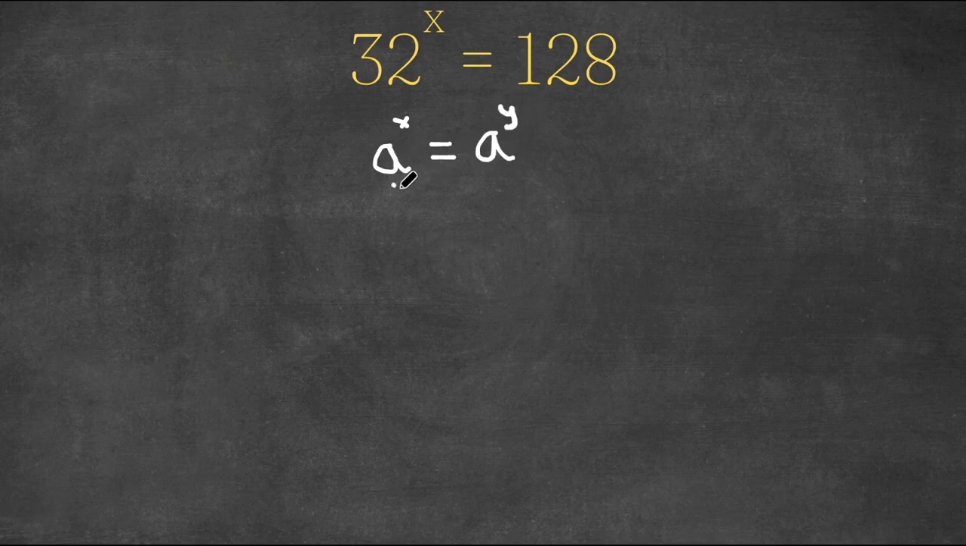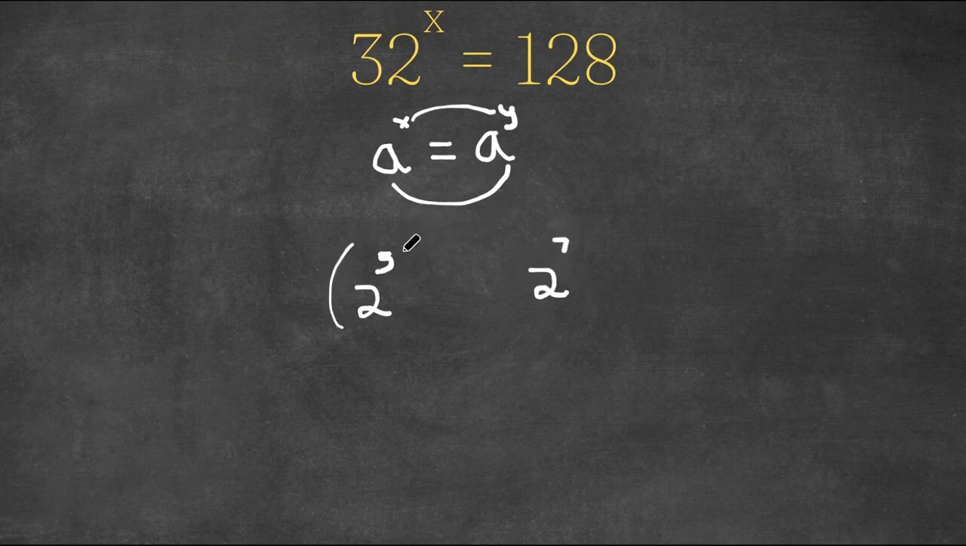So as you can see, the bases here are the same, and because the bases are the same, that means that the exponents are the same as well, because that must be true in order for the equation to be true. So what we need to do is change 32 and 128, our bases, so that they're the same. Well, a common base for these two would be 2, right? Because 32 is 2 to the power of 5, and 128 is 2 to the power of 7.